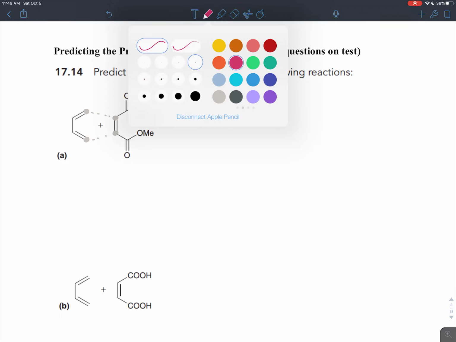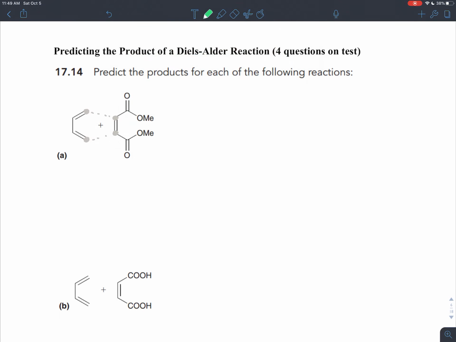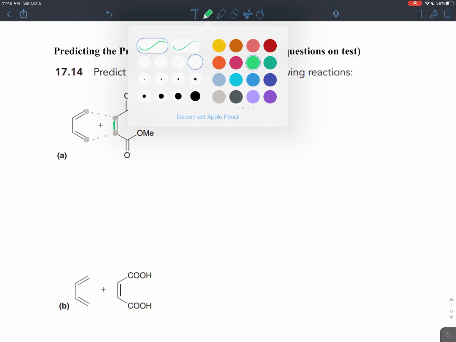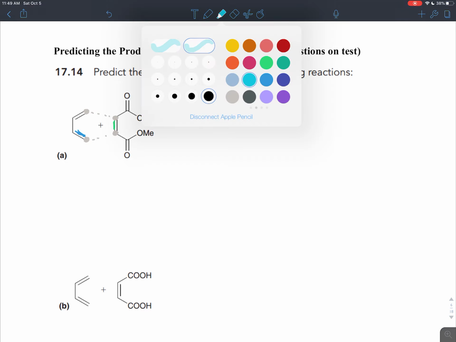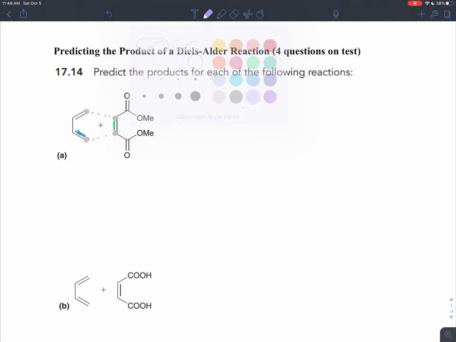Let me take these pi bonds, and I'm going to draw them in different colors. Say green, and then dark blue, and then let's say purple on top. This way we can track how they're moving. These green pi electrons, I'm going to move those clockwise. They're going to form a sigma bond. The blue ones, I'm going to move those clockwise. They're going to form a pi bond in a different place. And the purple ones, I'm going to move those clockwise. They're going to form another sigma bond.